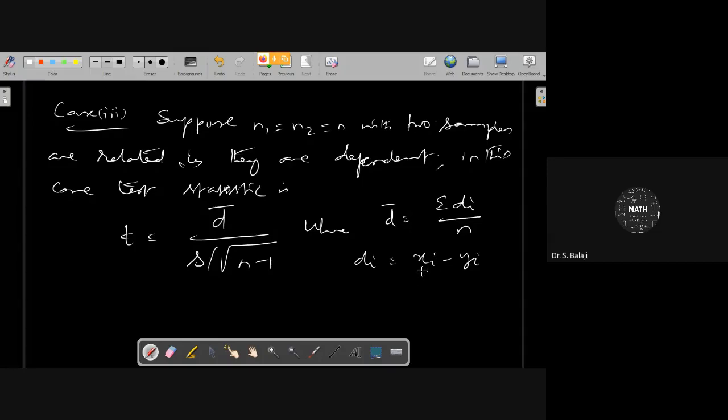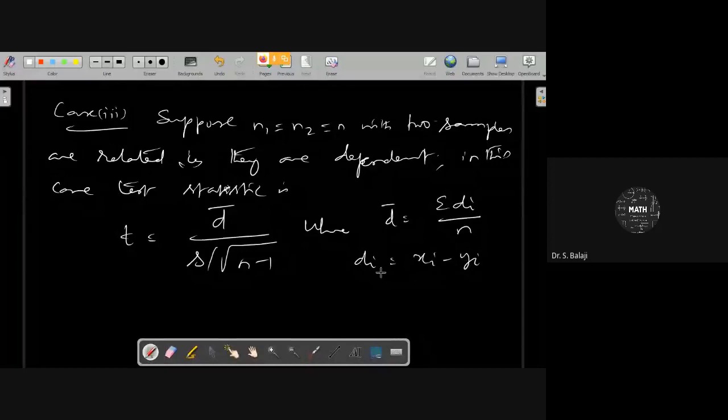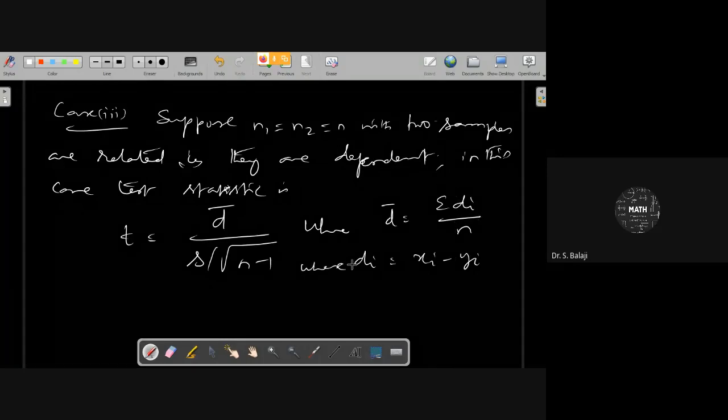Since the two are related, you have to find the deviations of these two. First, you have to correlate these two with the help of their deviations: di is equal to xi minus yi. After identifying the di values, you get the average of those deviations. That is d bar.